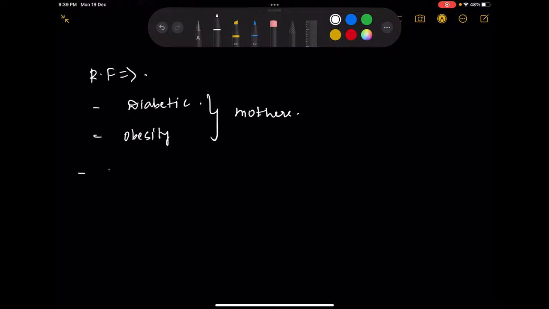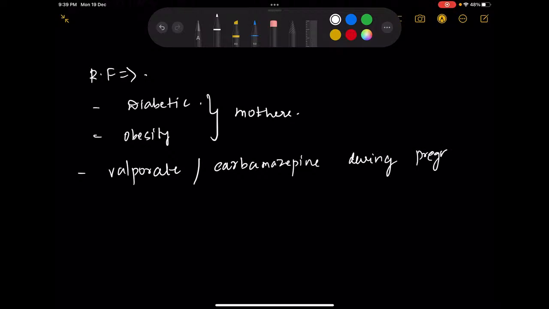And next one is taking valproate or carbamazepine during pregnancy, which will lead to neural tube defect.